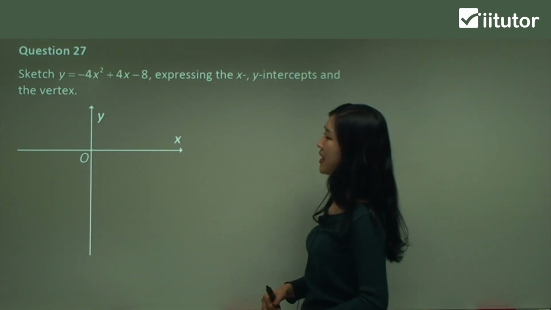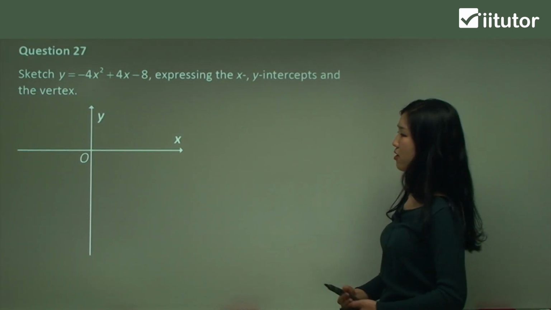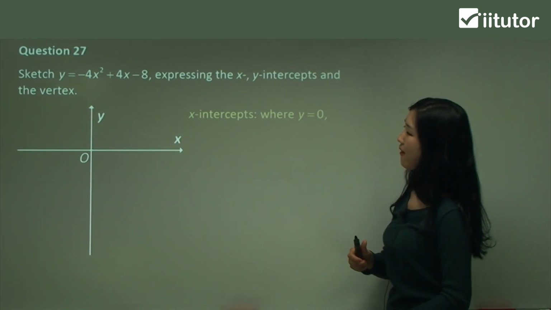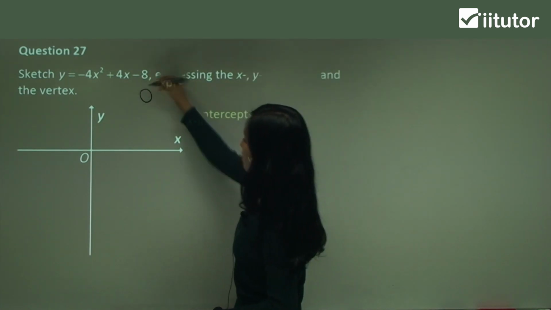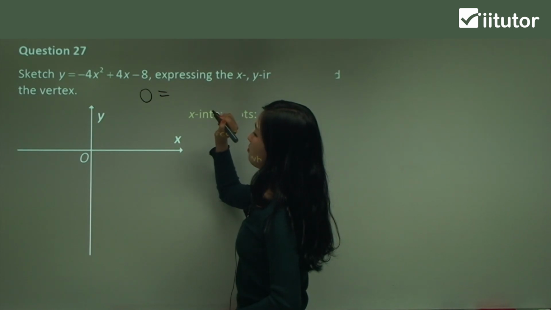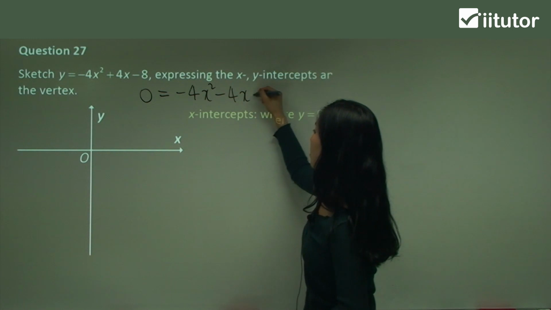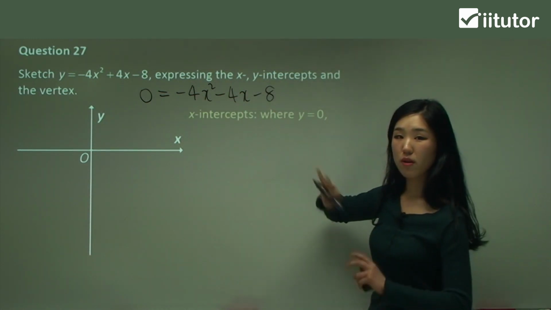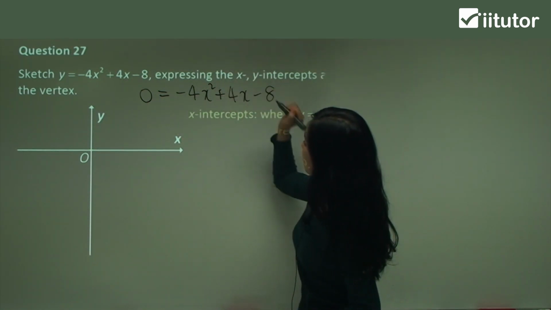Okay, sketch y equals -4x squared plus 4x minus 8. I'm going to do my usual process of starting with the x-intercepts by subbing in y equals 0. Have a look here, guys. Let y equal 0, and then I'll just write it all down first so you can see. And as you can see, they're all multiples of 4, so I can probably divide out by 4, and then I can, oops, sorry, that's a plus, isn't it?